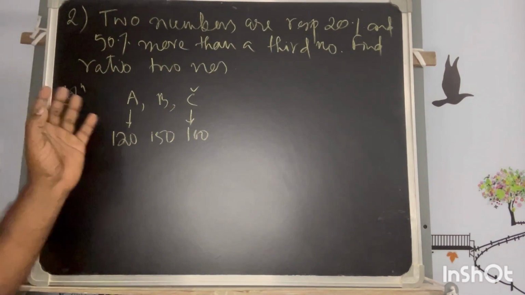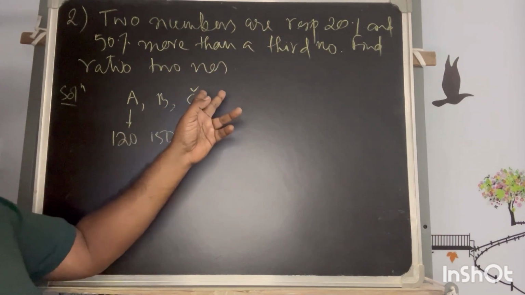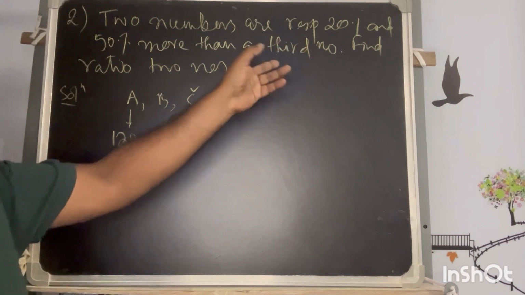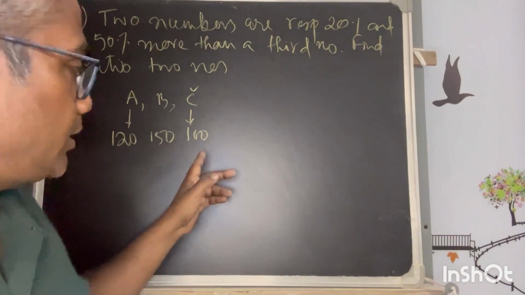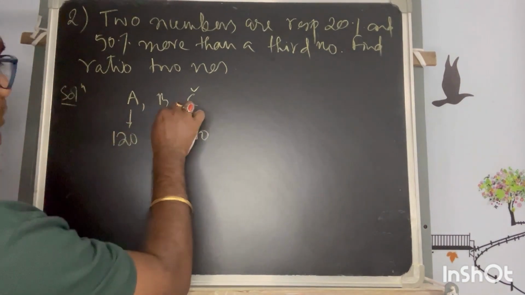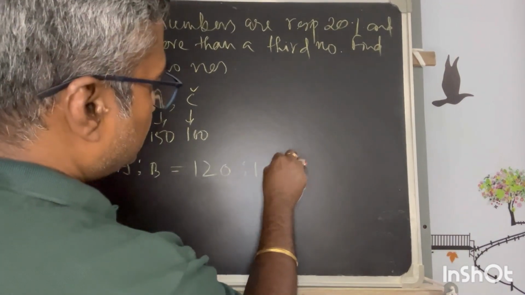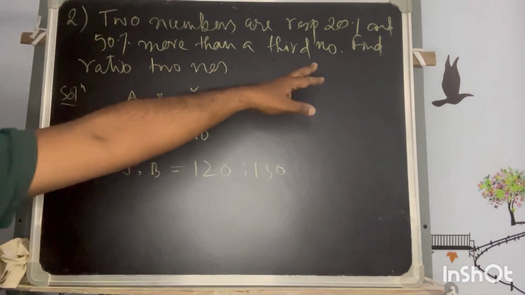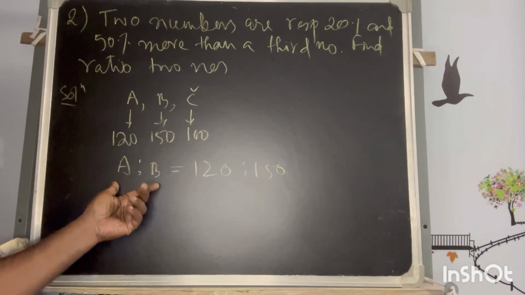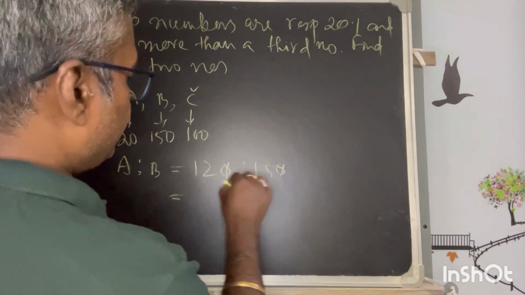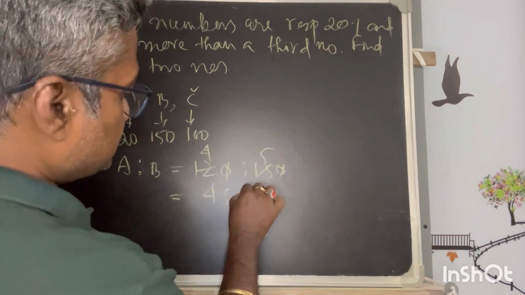Instead of taking another variable with the percentage, it is an advantage for you to take the base value as 100. The base with which it is being compared is the third number, so I am taking the third number as 100, and respectively we can get the other numbers. So now A is to B, you can get the ratio easily. This is needed: find the ratio between the two numbers. I am taking A as the first, so accordingly you will get the value. So this is 3, 4, 3, 5. So ultimately your answer is 3:5.